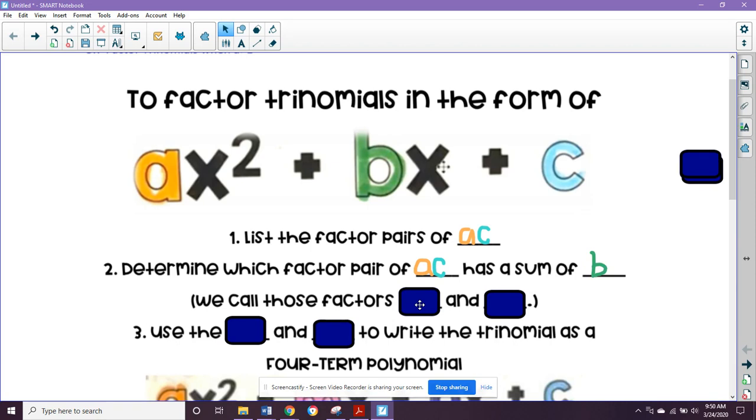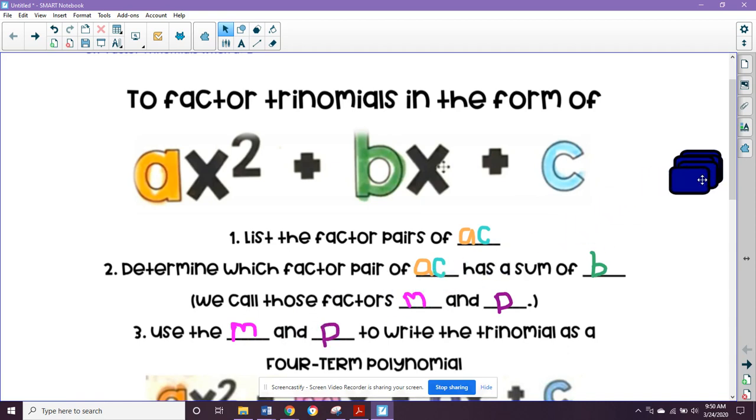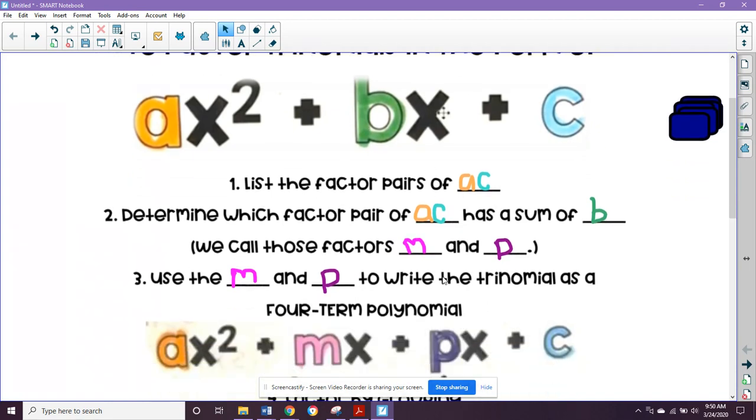We call those factors m and p. We use those two factors, m and p, to write the trinomial as 4 terms. So we're breaking up the middle term into 2 separate terms. The 2 factors of a times c that add up to b are going to go as m and p, but we always put an x with it. So we have ax squared plus our factor mx plus our factor px plus c.